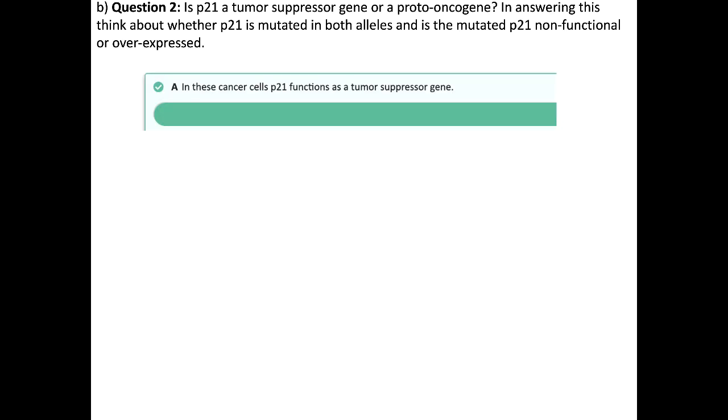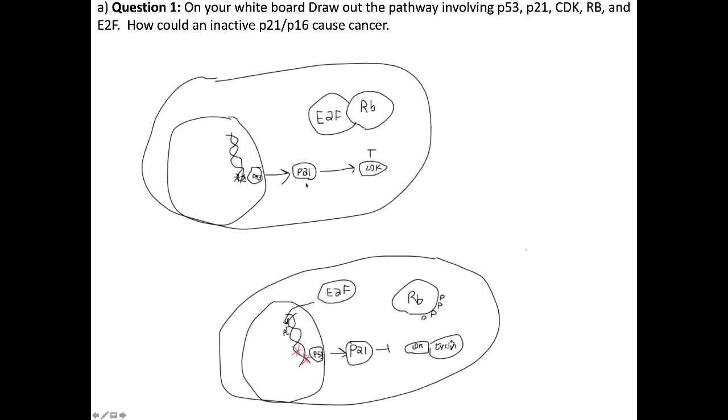Question 2. Is P21 a tumor suppressor gene or a proto-oncogene? The correct answer is that P21 is a tumor suppressor gene. Let's go back to the previous slide. Remember, P21, its whole job is to inhibit CDK so it stops the cell cycle. And remember the cell cycle, right? We have our G1, our S, and our G2, and then of course our M phase. P21 puts a stop to this. It stops it right here. It doesn't get past the G1S. And so since it stops the cell cycle, we know it is a tumor suppressor gene.